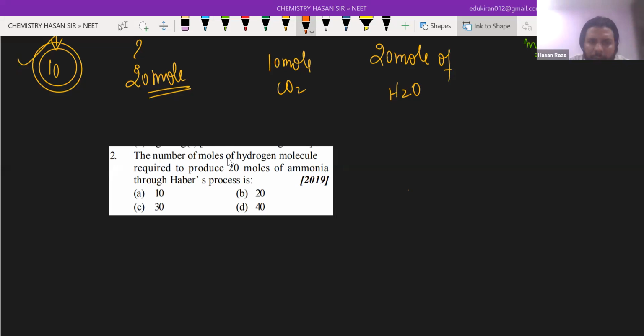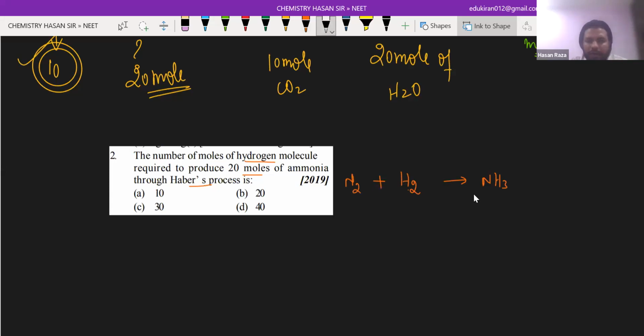So see, the question is: number of moles of hydrogen molecule required to produce 20 moles of ammonia through Haber's process. Actually, Haber's process is to make ammonia, and ammonia has the formula NH3. How do we make ammonia? It's very simple. When nitrogen reacts with hydrogen, it will give you ammonia. Now you need to balance.